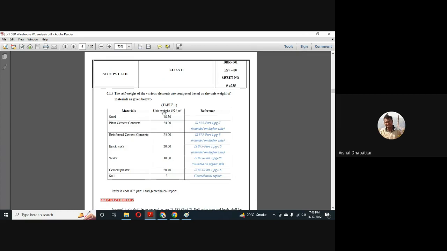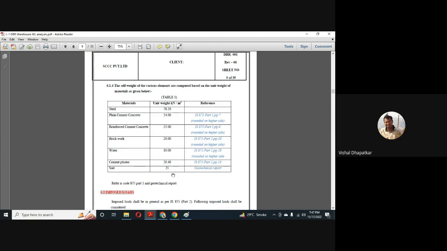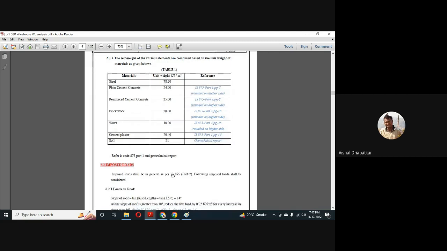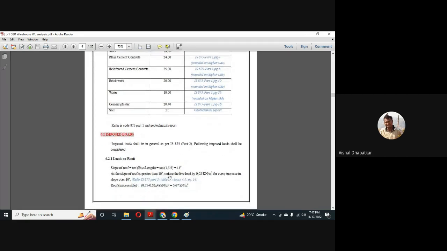Then these are the densities of the materials, like steel having 78.5, plain concrete PCC it is 24, then reinforced concrete it is 25, brickwork 20, water 10, cement plaster 20, and soil 21. So now what are the live loads?